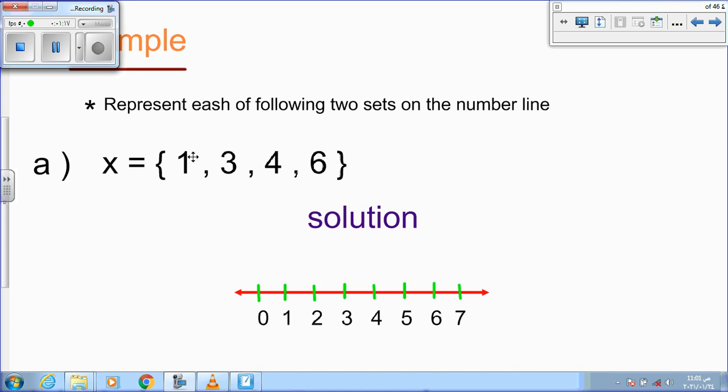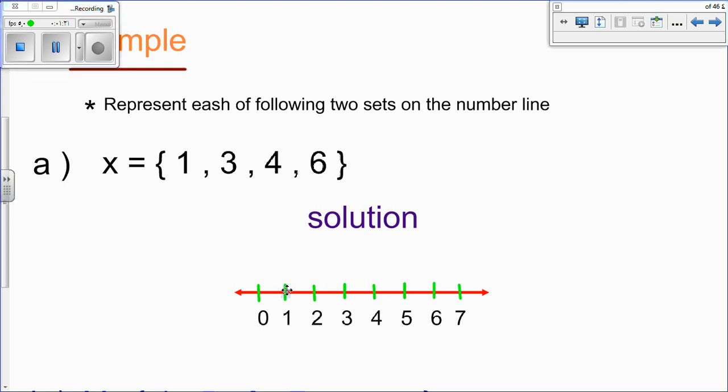Our first element here is 1, so I will go to 1 and mark on it. Make a circle or square or anything to mark number 1. Second number is 3. In the same way, I will go to the number 3 and circle it. 4, go to the number 4 and circle it. No problem. In the same way, our last number is 6. I will go to the number 6 and circle it. Now, I have represented my numbers, which are 1, 3, 4, and 6. Easy?